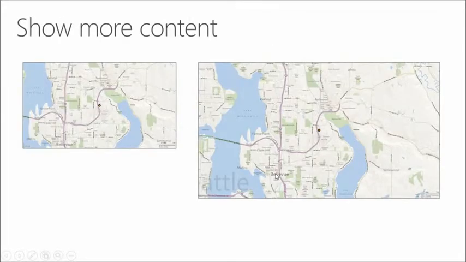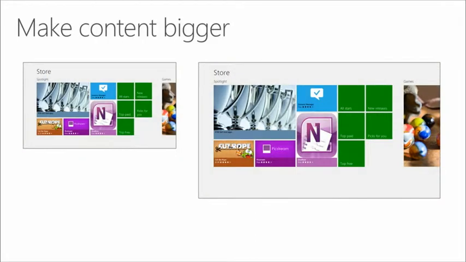So for showing more content, for a map, if I go from a 10-inch screen to a 23-inch screen, it makes sense that I would want to just show more map, right? Showing more content. Maybe I want to make the content bigger, like this example of the store where I want to take each of those images and make them 30% bigger moving to a larger monitor, right? And just show more detail.